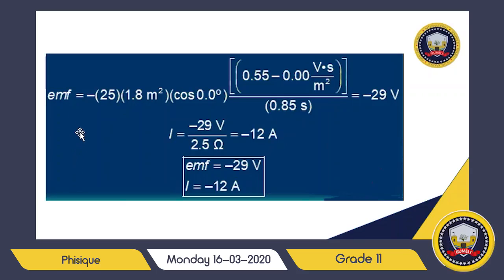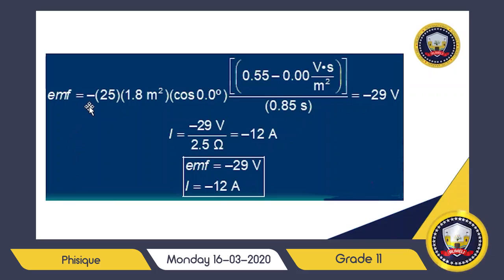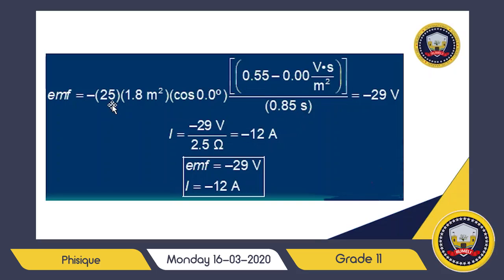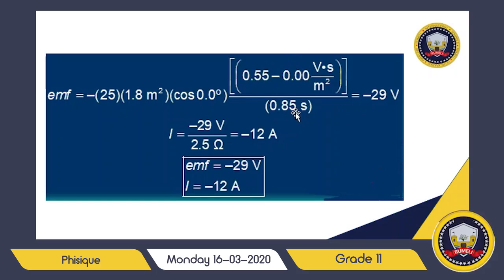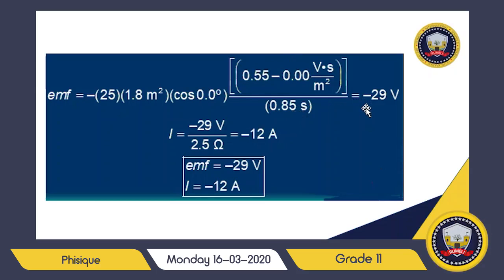So the electromotive force is equal to negative N times area times cosine theta times B final minus B initial, divided by time. So again, it's N times delta phi. Delta phi is equal to 1.8 times cosine theta, which is 1, times the change in the magnetic field, B final minus B initial, divided by time. So it's equal to minus 29 volts.